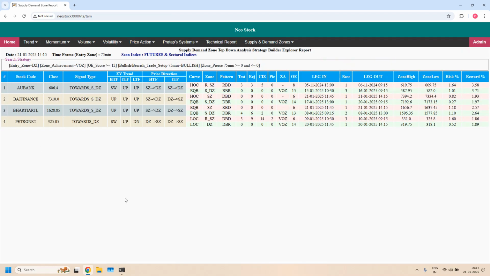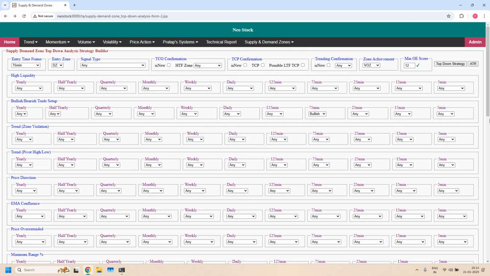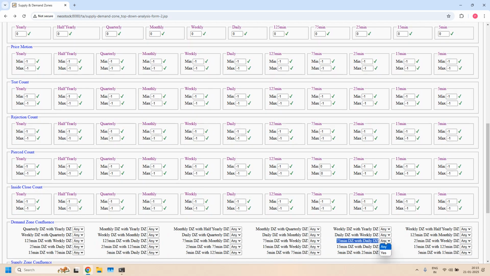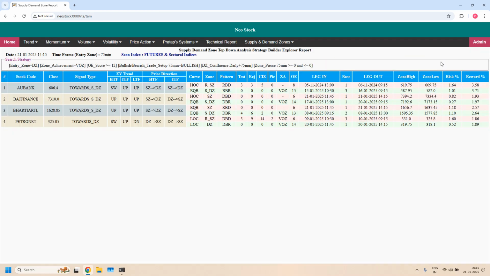We got 4 stocks supporting the bullish trade setup for weekly income trade, and the entry time frame entry zones are 75 minutes demand zones. We have 4 75 minutes demand zones. Some are already high probability based on high liquidity zones. We can further look for more high probability support for those zones based on zone confluence. First filter is LTF and ITF demand zone confluence, that is 75 minutes with daily demand zone confluence. Enable the filter. All 4 stocks are filtered. That means for all these 4 stocks, the 75 minutes demand zones overlap with the daily demand zone, that are part of the daily demand zone.